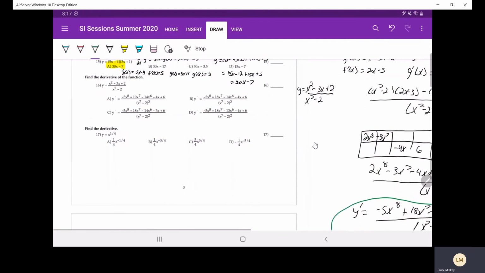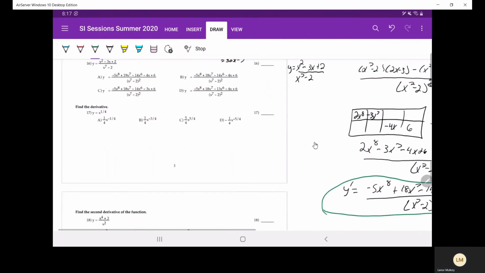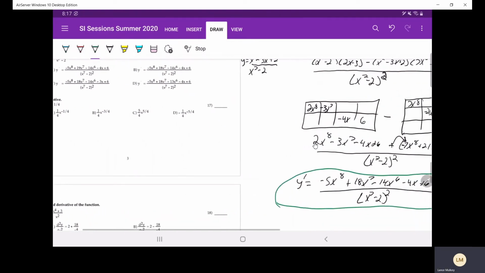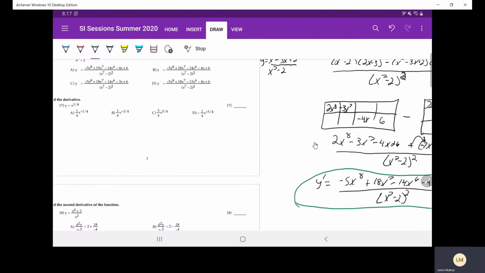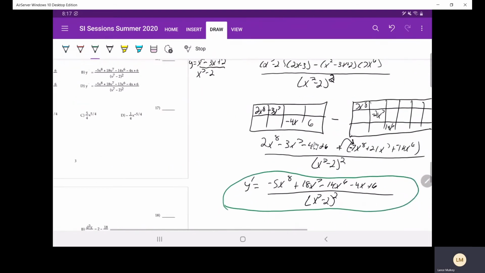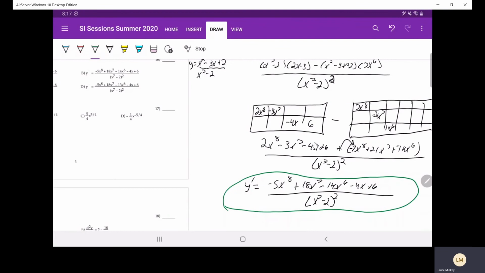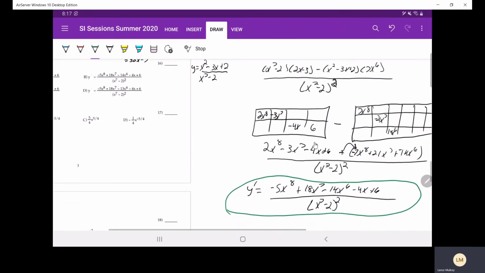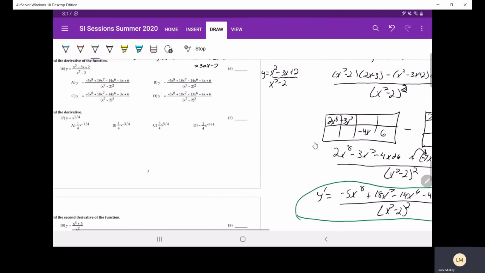So negative 5x to the 8th plus 18x to the 7th minus 14x to the 6th minus 4x plus 6. All right, so minus 4x. How did I mess that up right there? You got minus 3x. No, it's right here. So your correct answer is B. So I did do that right. Okay.